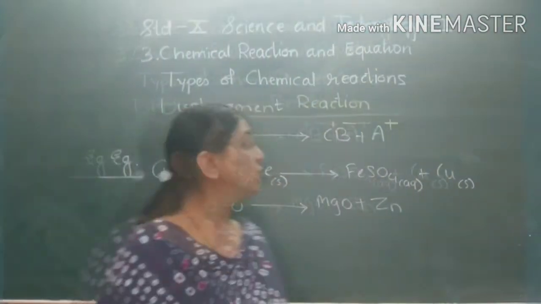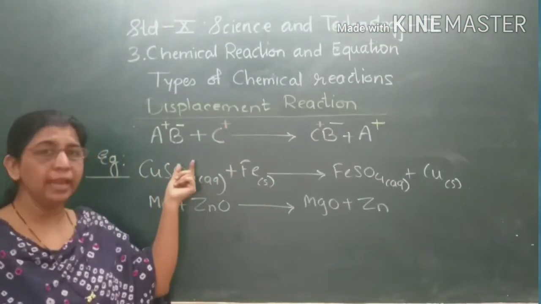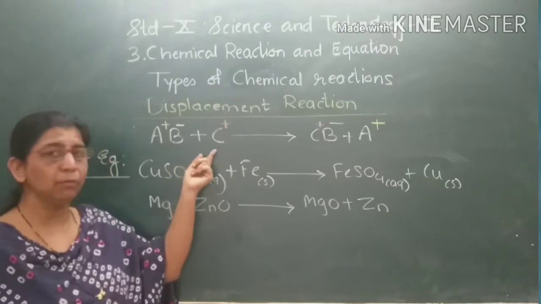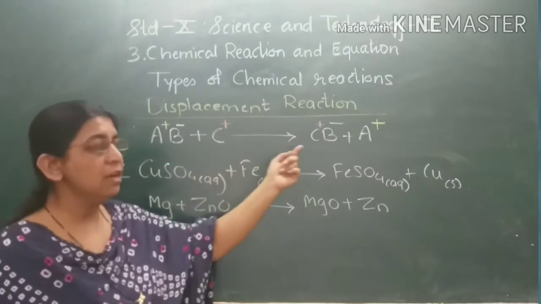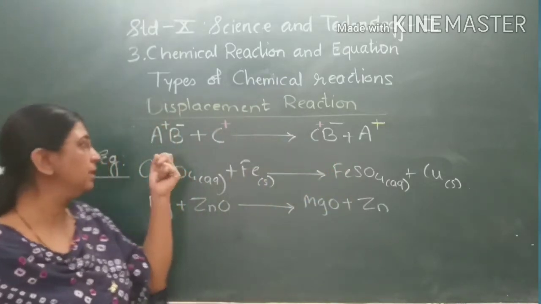The third type of reaction is displacement reaction. Here, the less reactive ion is displaced by the more reactive ion and its own ion is formed. How does it work? Let us see here.